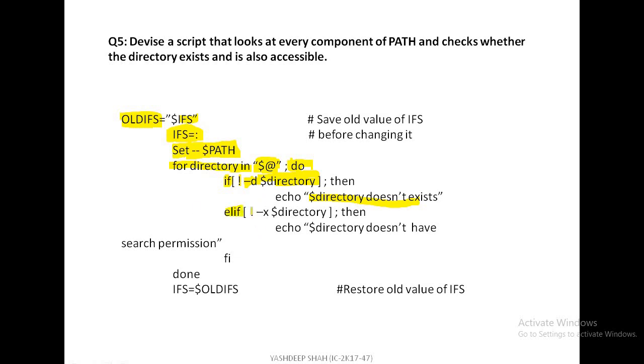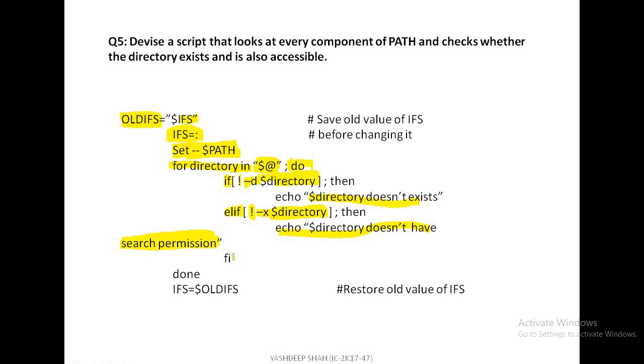In elif we will again use a not symbol, but this time -x $directory, that is, whether the directory is executable or not. -x is used for executables. So if the directory is not executable, then echo that the directory doesn't have search permission, because the directory is only accessible or executable when it has sufficient permissions, but we are using not here. So if it has no permission, then it will echo the output that $directory doesn't have such permission.